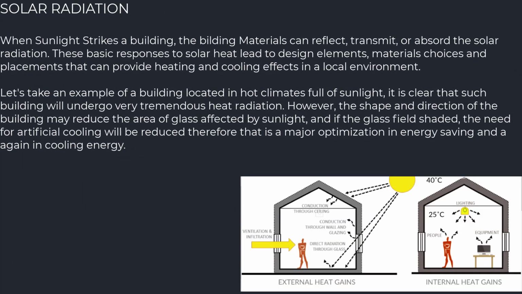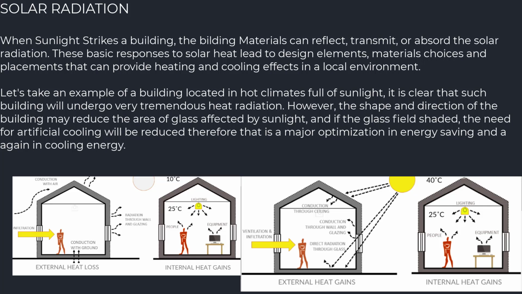Finally, on solar radiation, we took the example of a building located in hot climates, full of sunlight. Naturally, we understand that the building will undergo tremendous heat radiation due to its position and location, which is openly exposed to the sun. However, the shape and direction of the building may reduce the area of glass affected by sunlight, and if the glass is shaded, the need for artificial cooling will be reduced. Therefore, that is a major optimization in energy saving, again in cooling energy.